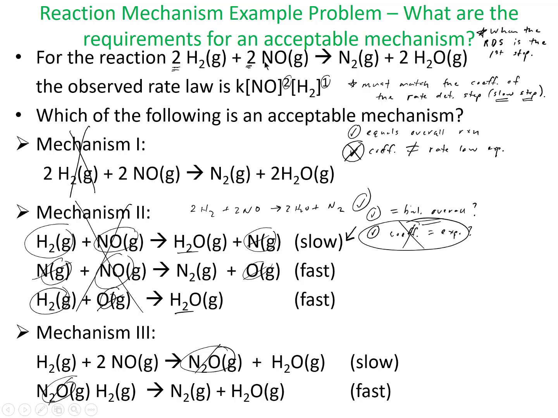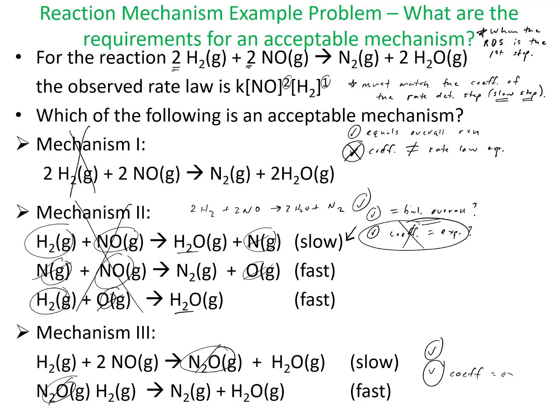So this actually works. The first thing we're looking for checks out, and then for the rate determining step, the first one, does that match the coefficients? So we have one H and one H, and then two NOs and two NOs. So this works also.